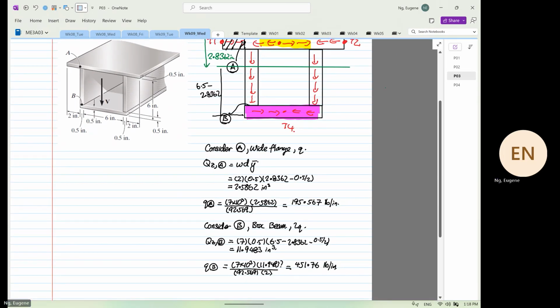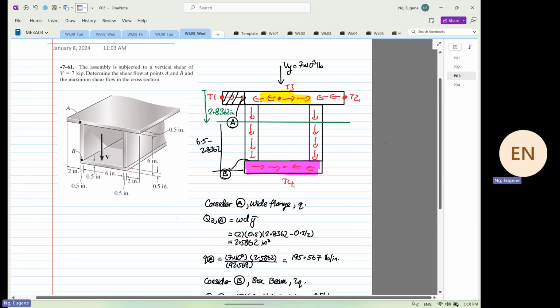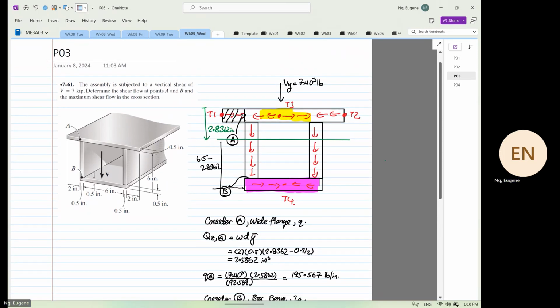Now, the question even asks further that we have to determine the location of the maximum shear flow in the cross section.